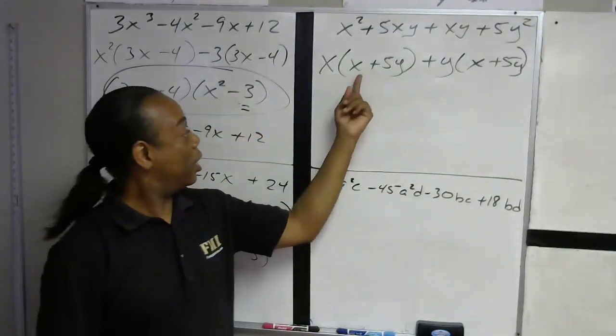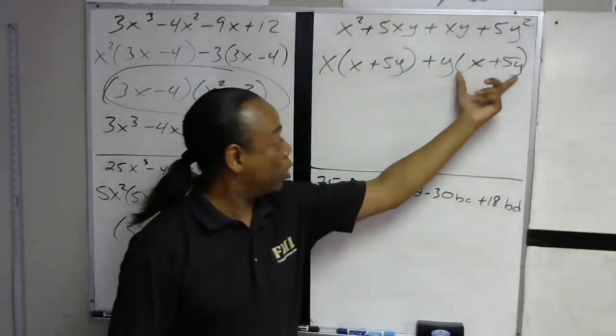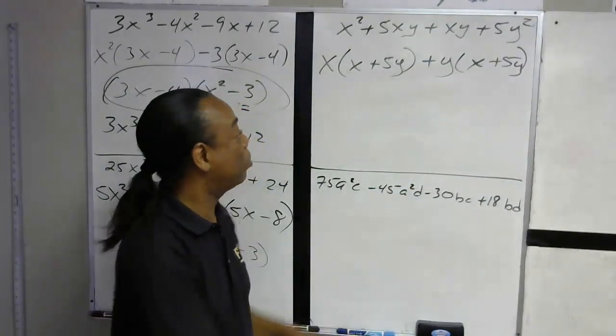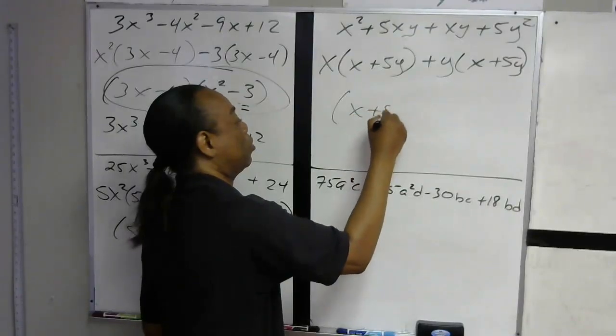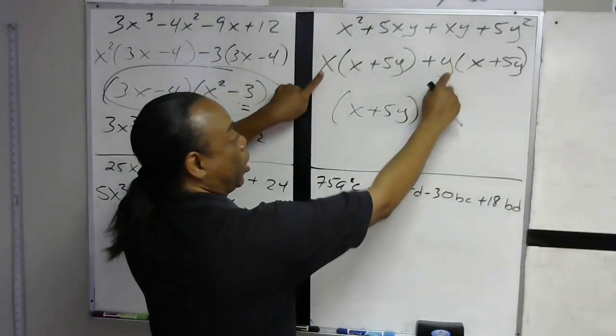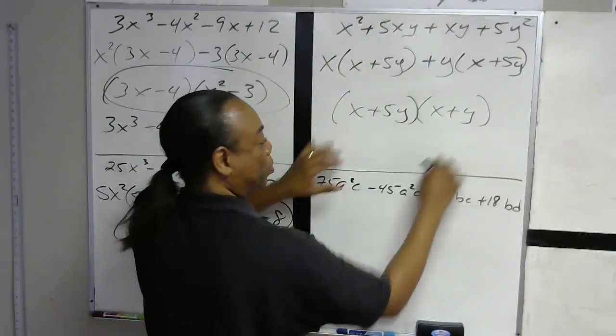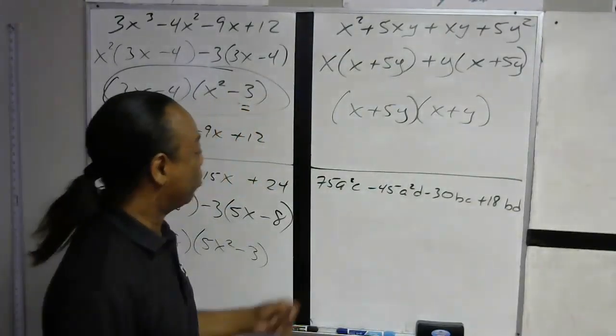So now I have my GCF here of x plus 5y, and x plus 5y there. We can take that GCF out, x plus 5y. And then what's left will be this x and this y here. They'll have their own binomial. And we're finished.